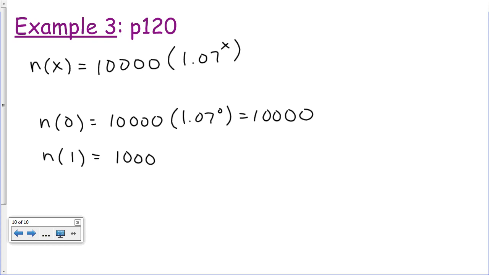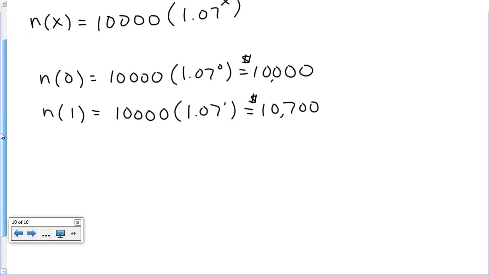After 1 year, if we plug in 1, we get 1.07 to the first power. So 1.07 times 10,000 gives us 10,700. Okay. And both of these are in dollars. It's the amount of money that we actually have in the account. All right, so you can check to see how much your account has grown by, and then you can check to see if it's grown by 7%.